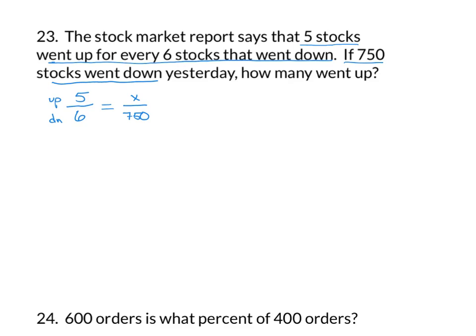Okay, we want to go ahead and cross multiply. So we get 6x equals 5 times 750. Remember, no calculators. So let's go ahead and multiply this out. We get 750 times 5. 5 times 0 is 0. 5 times 5 is 25. 5 times 7 is 35, plus 2 is 37.